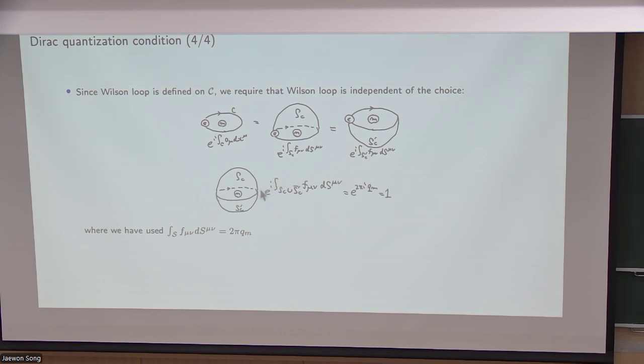So the exponential of the surface integral on the closed surface should be 1. In the presence of the monopole, this surface integral on the closed surface gives us the magnetic charge. So the magnetic charge should be an integer. This is the quantization of the magnetic charge, the Dirac quantization condition.